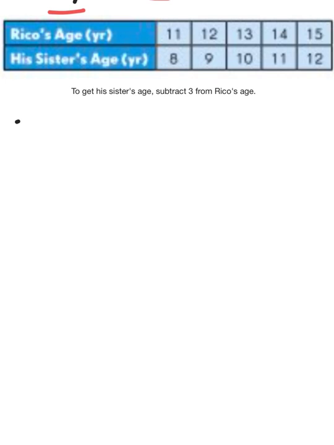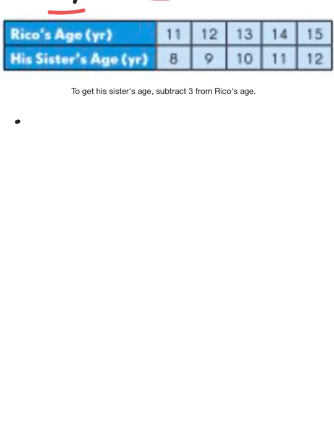Now if my rule says, to get his sister's age, subtract 3 from Rico's age. And I ask you, how old will his sister be when Rico is 23 years old? Your answer should be, she's going to be 20 years old because 23 minus 3 is 20. How old is Rico going to be when his sister is 27 years old?